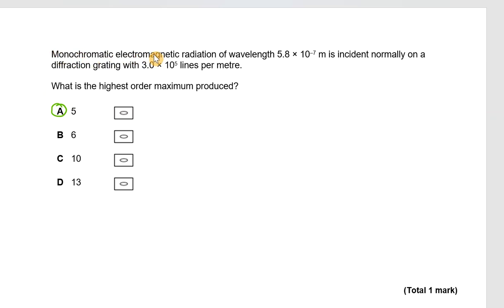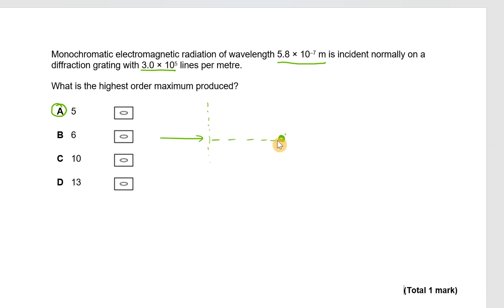So monochromatic electromagnetic radiation of 5.8 times 10 to the minus 7 meters is incident normally on a diffraction grating of 3 times 10 to the 5 lines per meter. What is the highest order maxima produced? So we've got a diffraction grating and some light hitting it, and that light is going to be diffracted as it goes through and form bright spots or maxima.